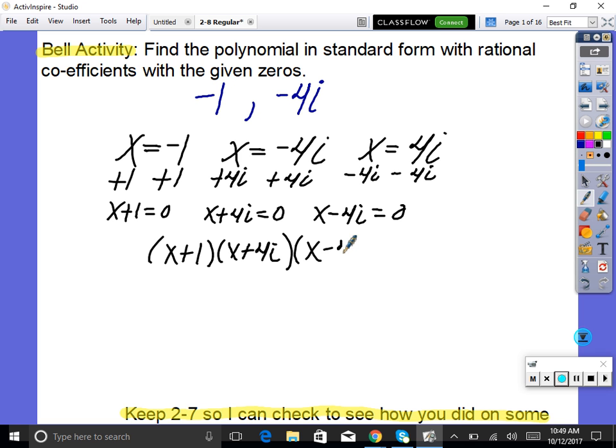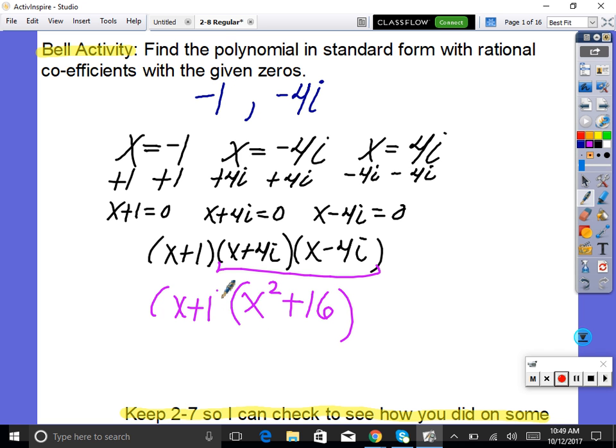A good way to get this one wrong is to not listen to my suggestion that we always multiply conjugates together first. So when you multiplied that out, you should have got x squared plus 16. I didn't go through why, but hopefully you're good with why. And then we have our x plus 1. So when you multiply that out, you should have got x cubed plus x squared plus 16x plus 16.